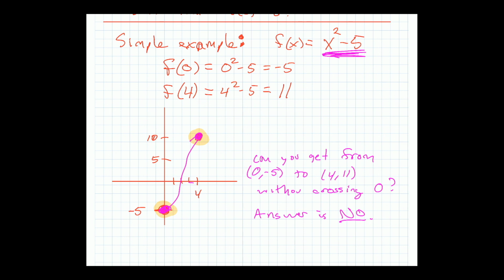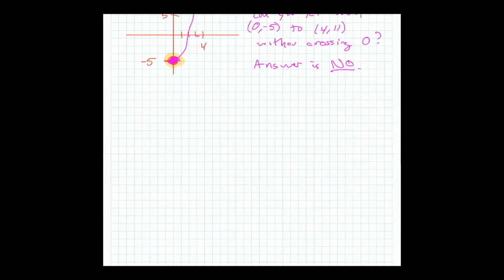And the intermediate value theorem is just the theorem that guarantees that. So the fact that one point is negative and one point is positive means that the function has to go through 0 there. So that's the easiest application, simplest application.